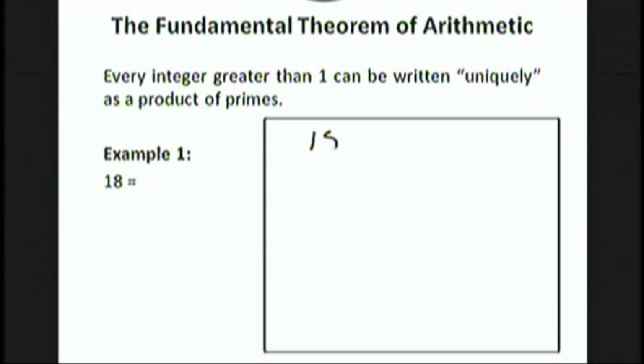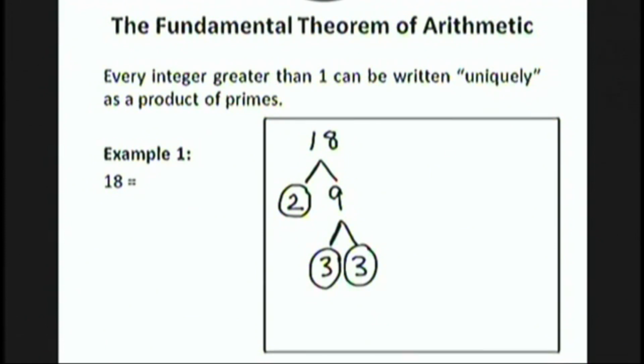To do this, let's draw a little factor tree. So 18 can be written as 2 times 9. Since 2 is prime, I'm going to circle it. 9 is not prime, so I'm going to continue to factor it further as 3 times 3. And 3 is prime, so I will go ahead and circle those. So the prime factorization in canonical form is 2 times 3 times 3.